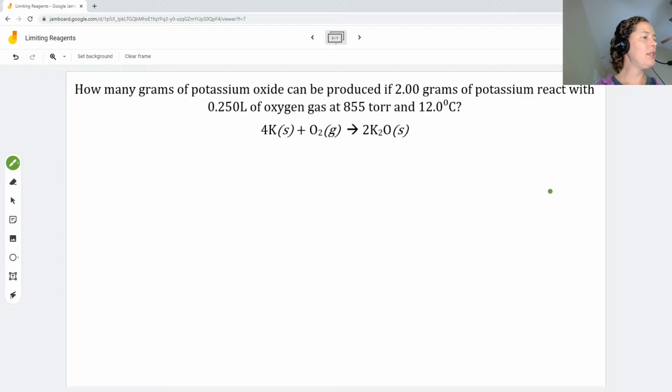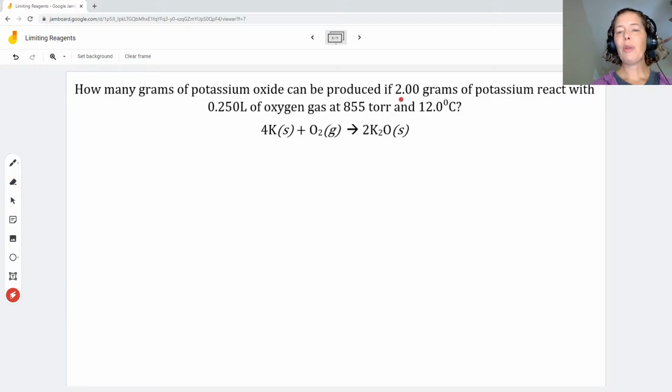So this is how many grams of potassium oxide can be produced if 2 grams of potassium react with 0.25 liters of oxygen gas at 855 torr and 12 degrees Celsius. Okay, we have a balanced chemical equation. Let's first identify this as a stoichiometry problem and then a limiting reagent problem.